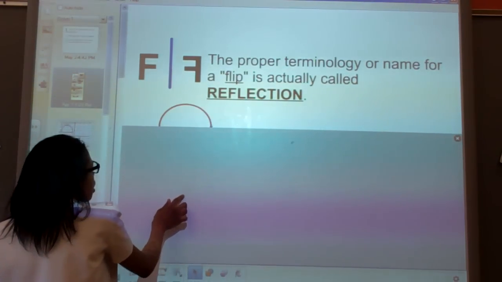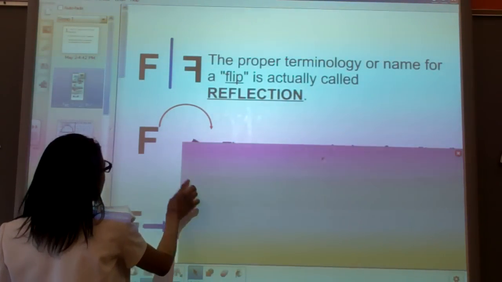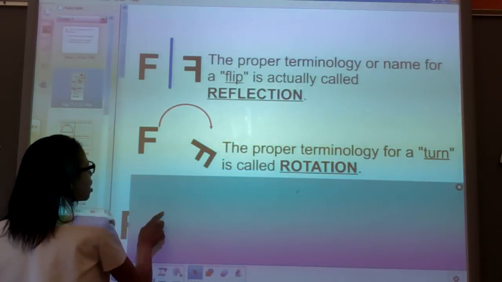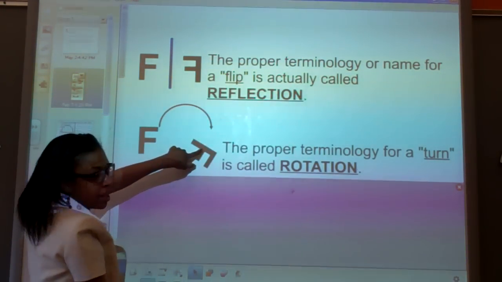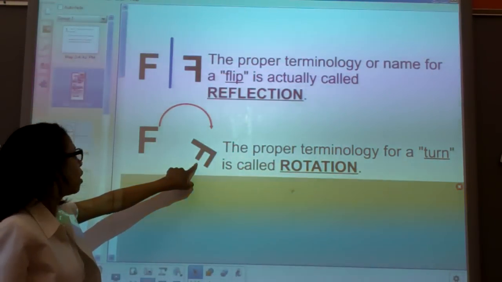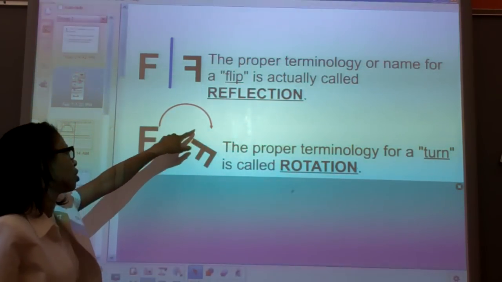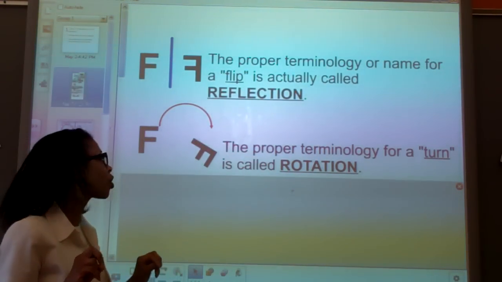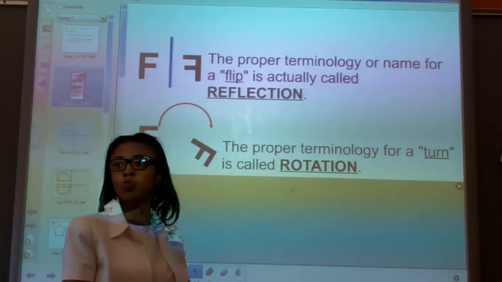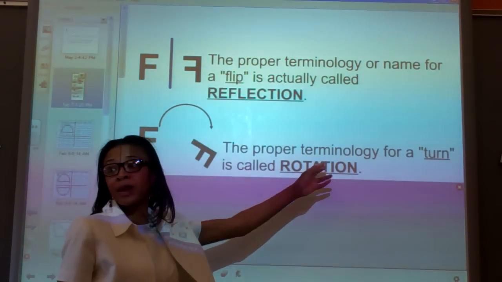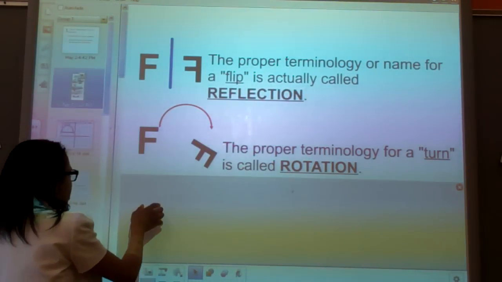The next term we looked at is if I have F here and I decide to turn it. When I turn it, as I'm turning it, it will end as an image that looks something like this. Okay, so this is my first pre-image here, and then we have the image. The proper terminology for a turn is actually called a rotation. Okay, so we don't call it a turn. The proper name is a rotation.